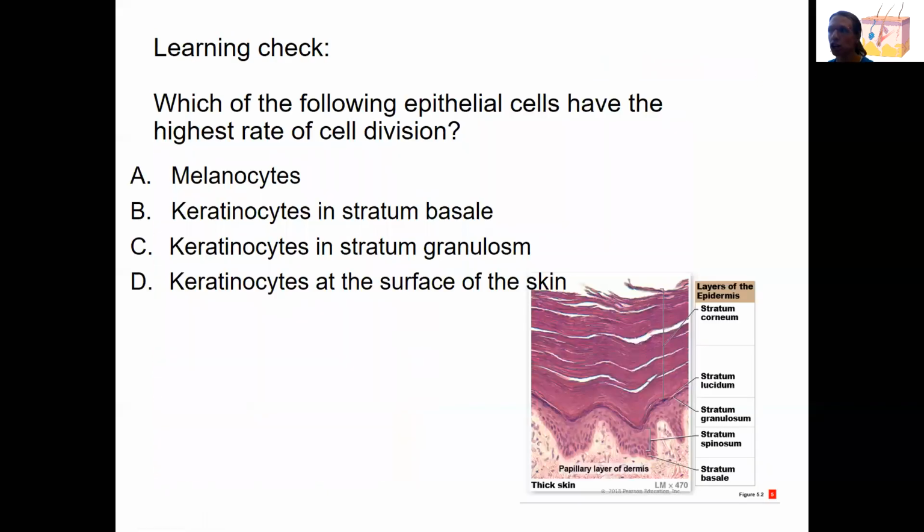Okay, let's do a quick learning check here. Which of the following epithelial cells have the highest rate of cell division? Hopefully you know this one. It's the keratinocytes that are in the stratum basale. That base layer there is where there are stem cells that are still able to divide.